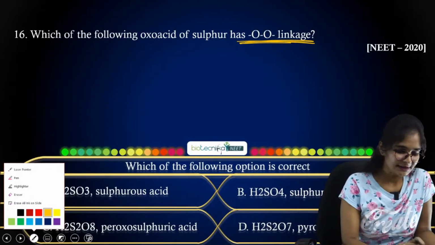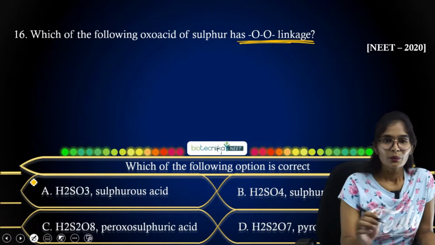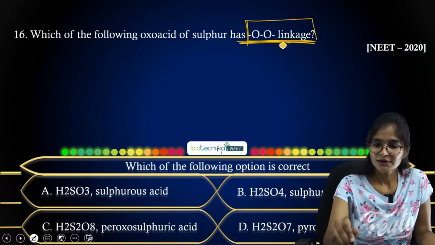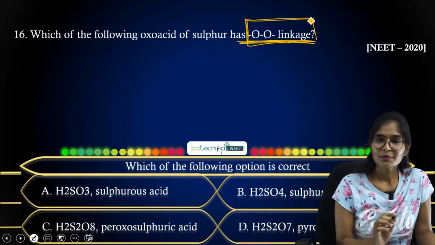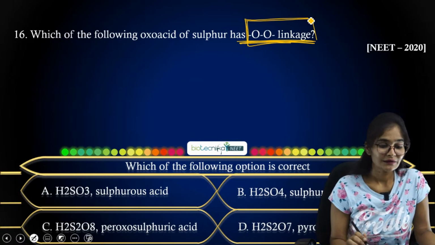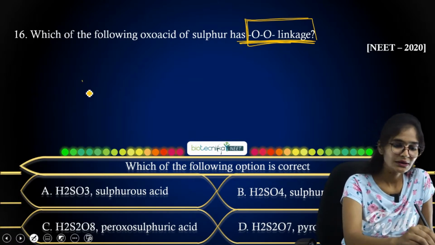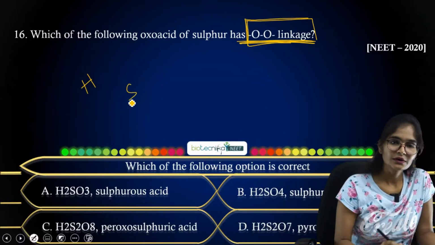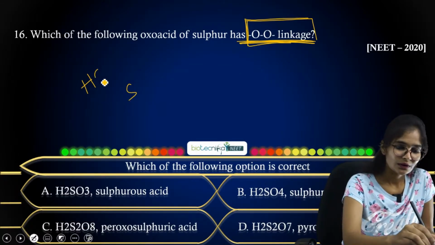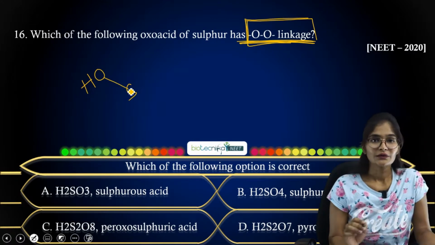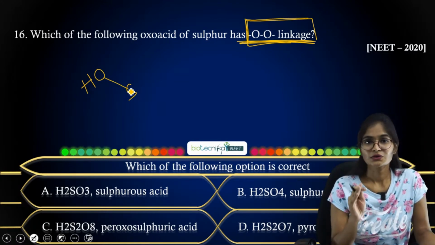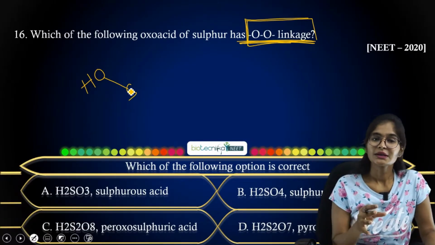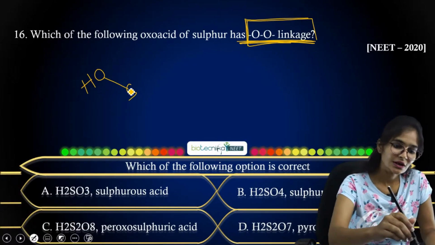So now just let me show you one thing here. When they have given any option, what they have asked you is regarding the oxygen-oxygen linkage. Now coming to the first option, they have given sulfurous acid, so it will be H2SO3, right? So H2SO3, where you have one sulfur and oxygens. Just concentrate on the hydrogen and oxygen part. We know that in all sulfur oxo acids, whatever acids you have there, it will be present as OH, right? So just try to finish it first.